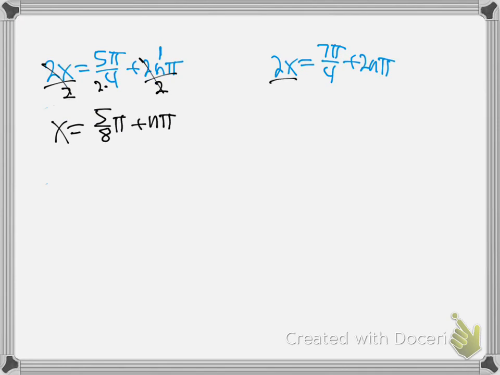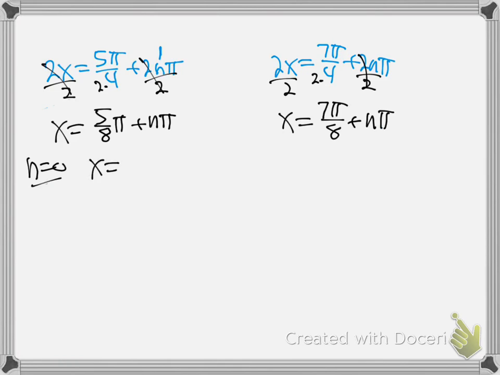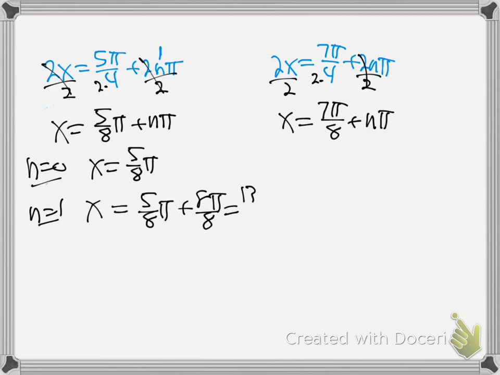Everybody good? Same thing here, divide by the 2, which means stick the 2 in the denominators. X equals 7/8 pi plus n pi. Now let your n be 0, and you get x is just 5/8 pi. Let n be 1, and you get 5/8 pi plus pi. That requires a common denominator to combine those, right? So that's 8 pi over 8. That's 13 pi over 8.